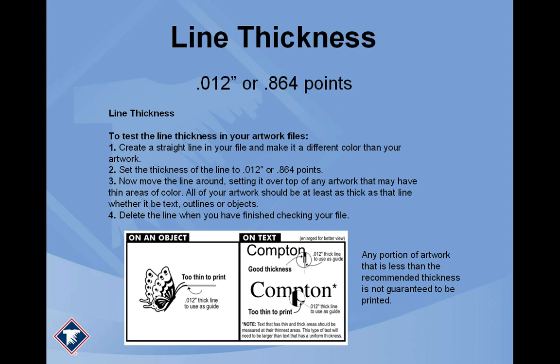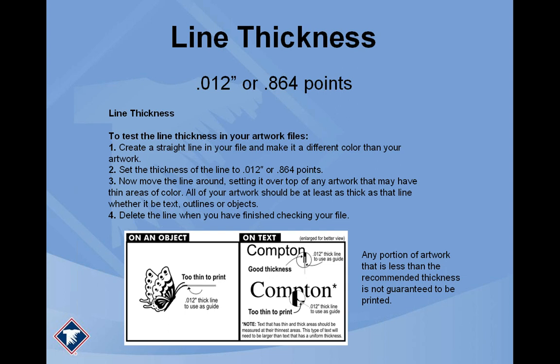So that butterfly piece of artwork, we wouldn't be able to screen print him. We'd have to make him bigger, or we could bold up his lines. It's possible to thicken up his antennas, thicken up his outlines. On the right-hand side, we're using that same logic, but comparing a line of text. Because again, everything has to be 0.012 inches thick, even lines of text.